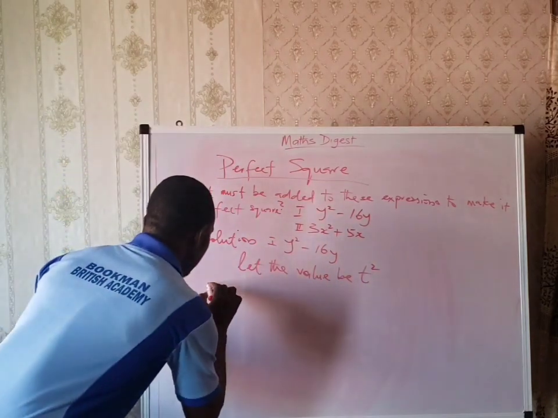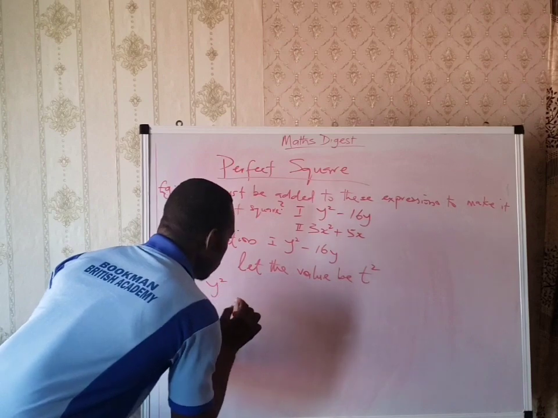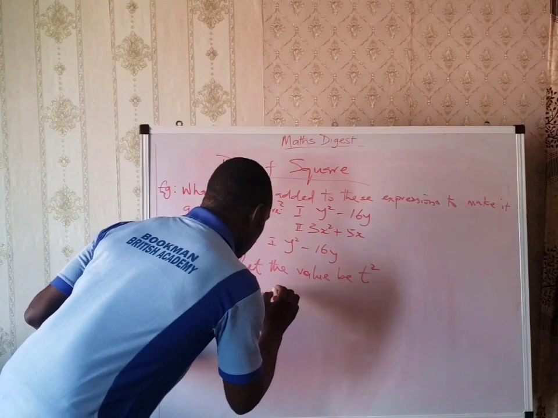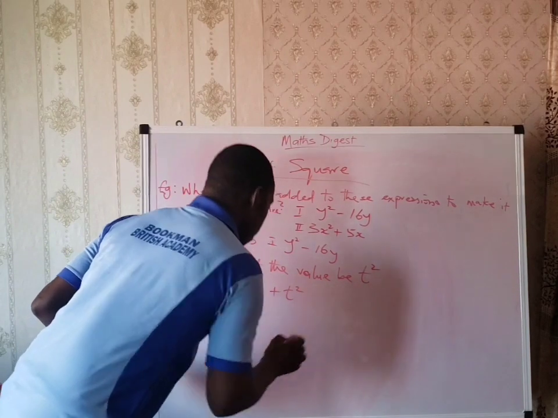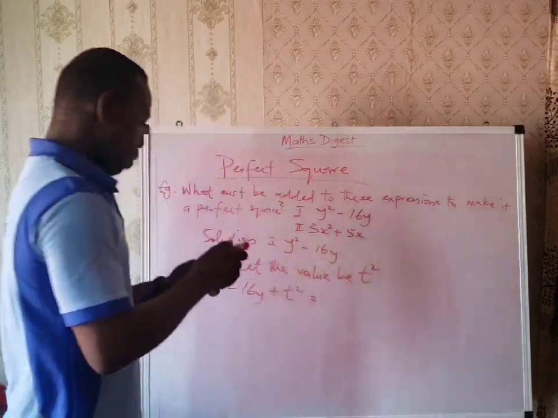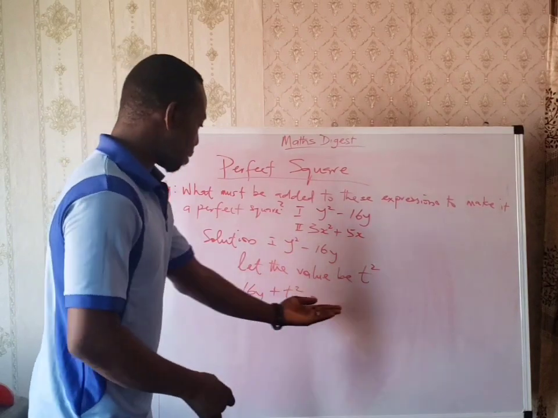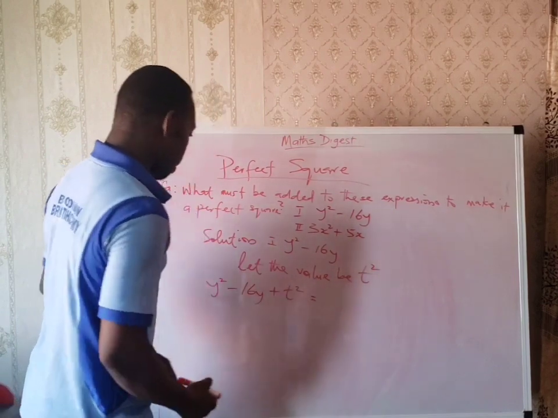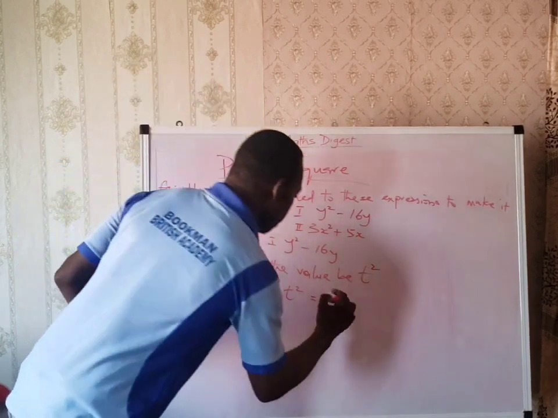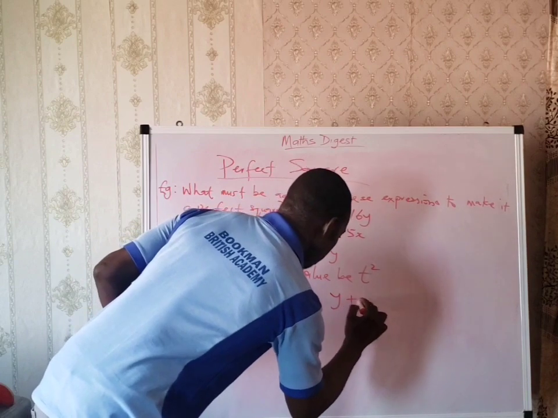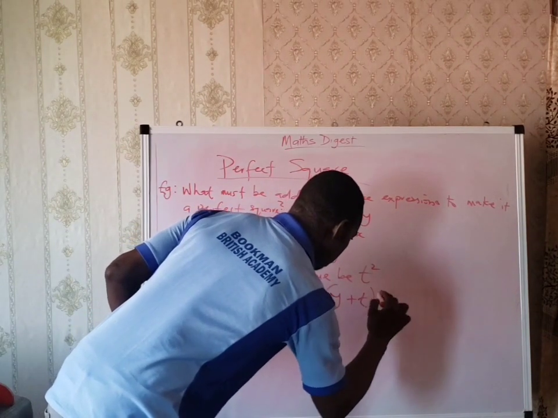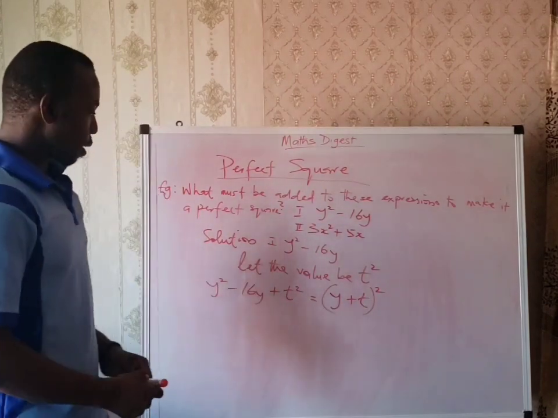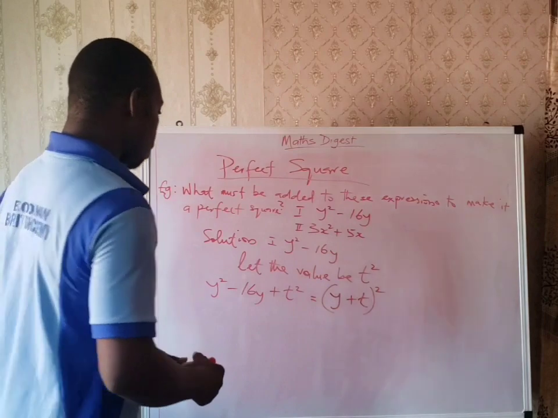We can say y raised to power 2 minus 16y, plus t squared, now equal to. At this point, for this side of the equation, we can take these two things and equate it here. So this is what we mean. Okay.